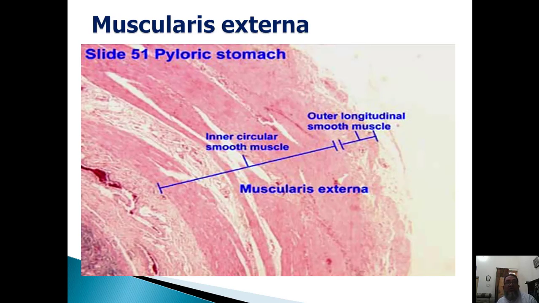Muscularis externa: these are the three layers visible, outer longitudinal, middle circularly arranged, and inner oblique. So there are three layers of smooth muscle in the muscularis externa. This is a characteristic feature, but always remember, this is smooth muscle, not skeletal. It is smooth muscle controlled by involuntary activity.